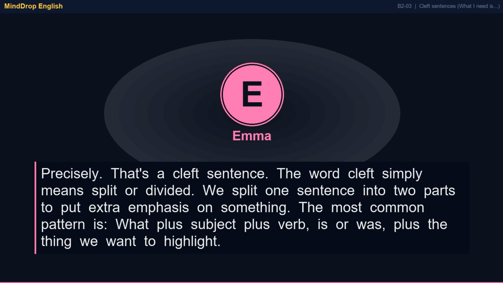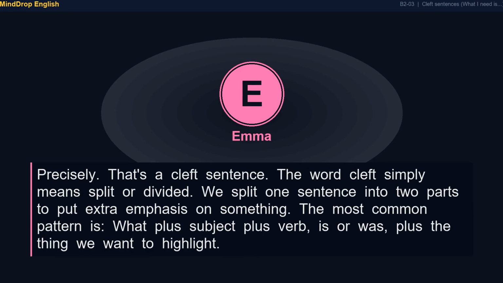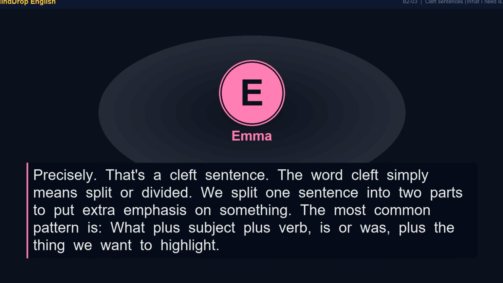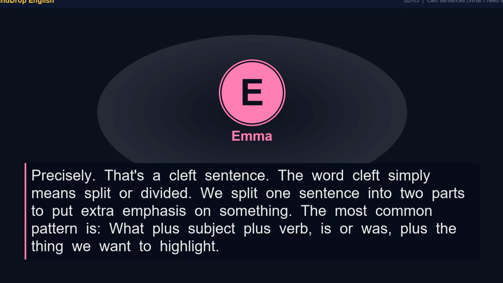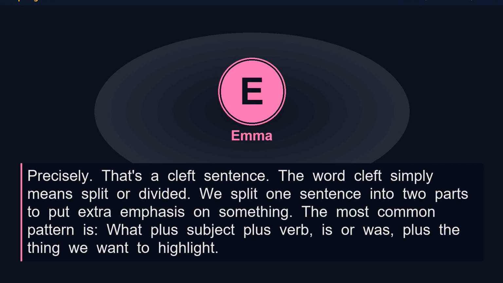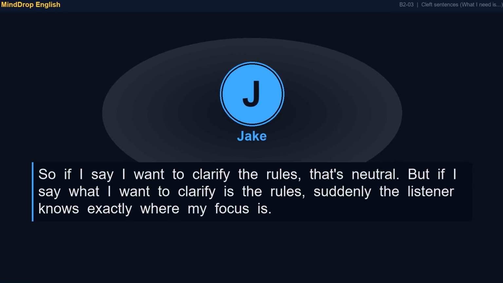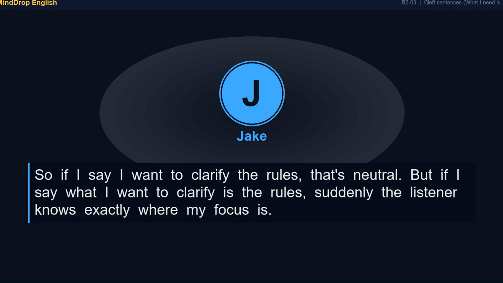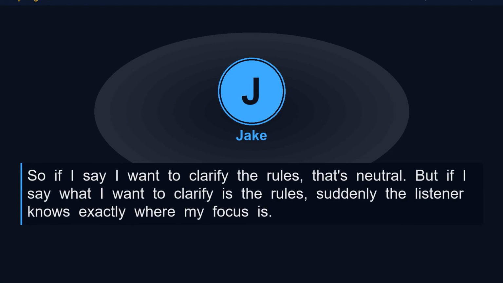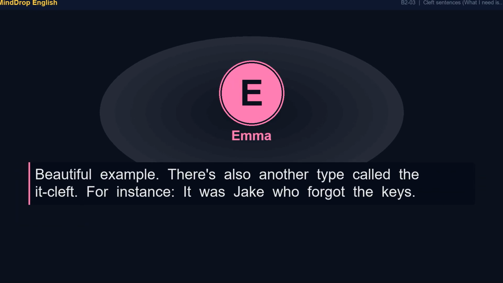Precisely. That's a cleft sentence. The word cleft simply means split or divided. We split one sentence into 2 parts to put extra emphasis on something. The most common pattern is what plus subject plus verb, is or was, plus the thing we want to highlight. So if I say I want to clarify the rules, that's neutral. But if I say what I want to clarify is the rules, suddenly the listener knows exactly where my focus is.